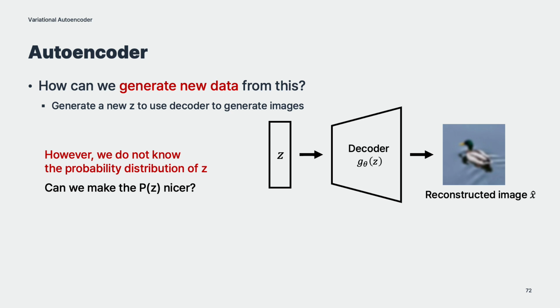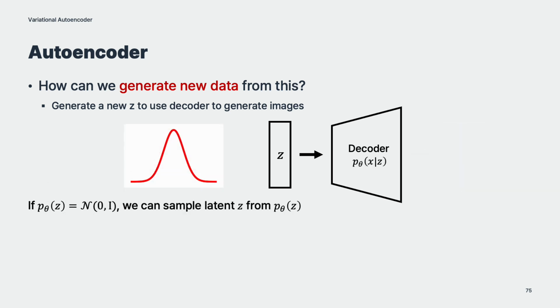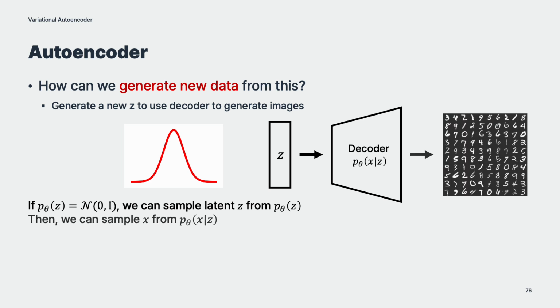But if we could design Z to follow a known distribution, like a Gaussian distribution, then we could simply sample Z from that distribution and generate images. That's the key idea, and it leads to a structure like this. Now, if we can sample a latent vector Z, we can use the decoder to generate new images.